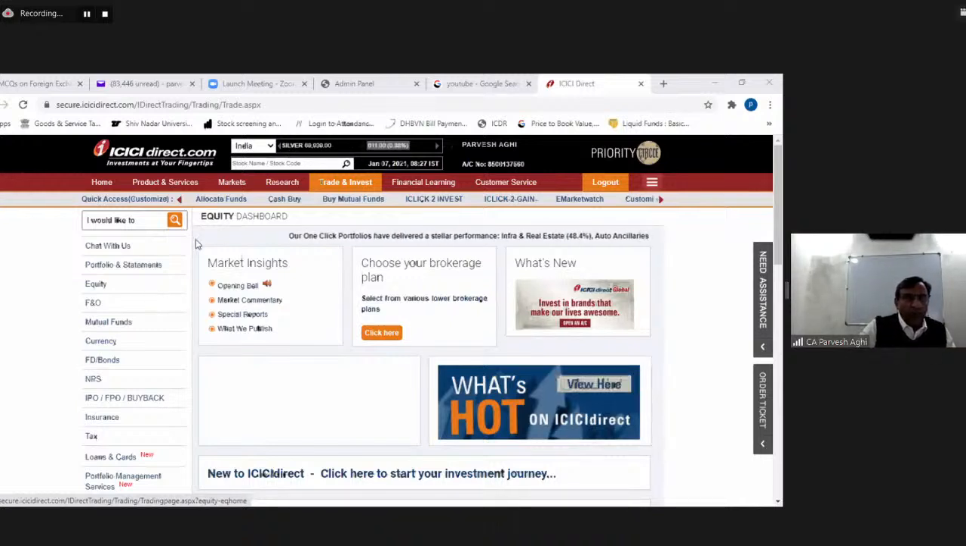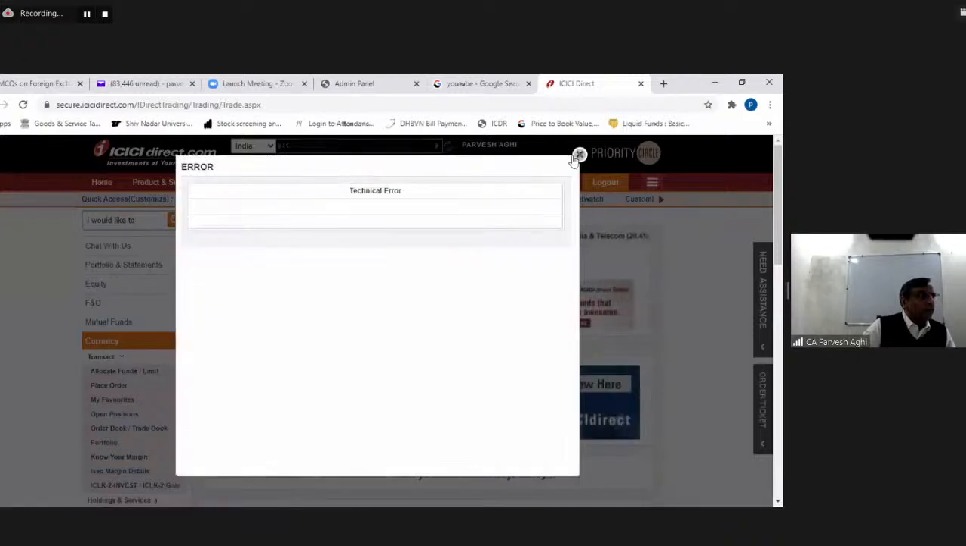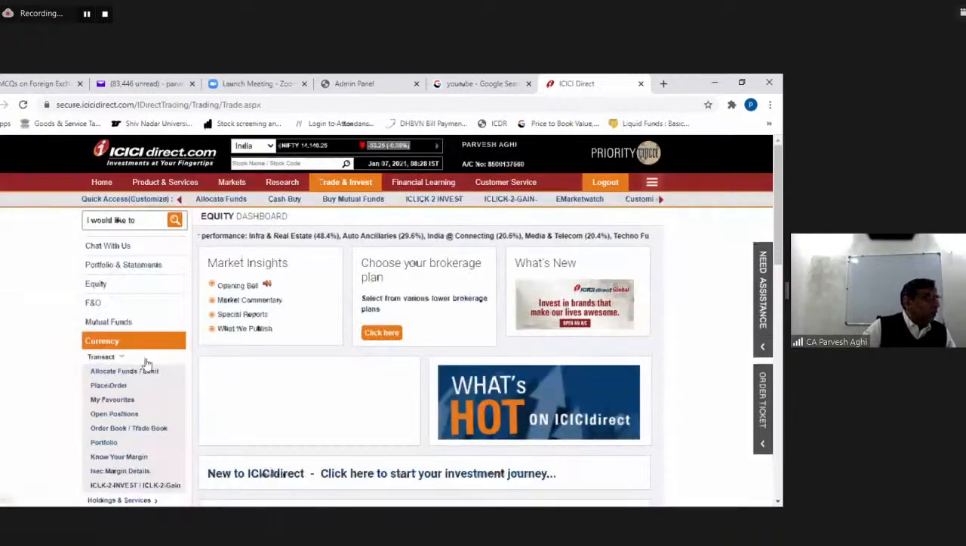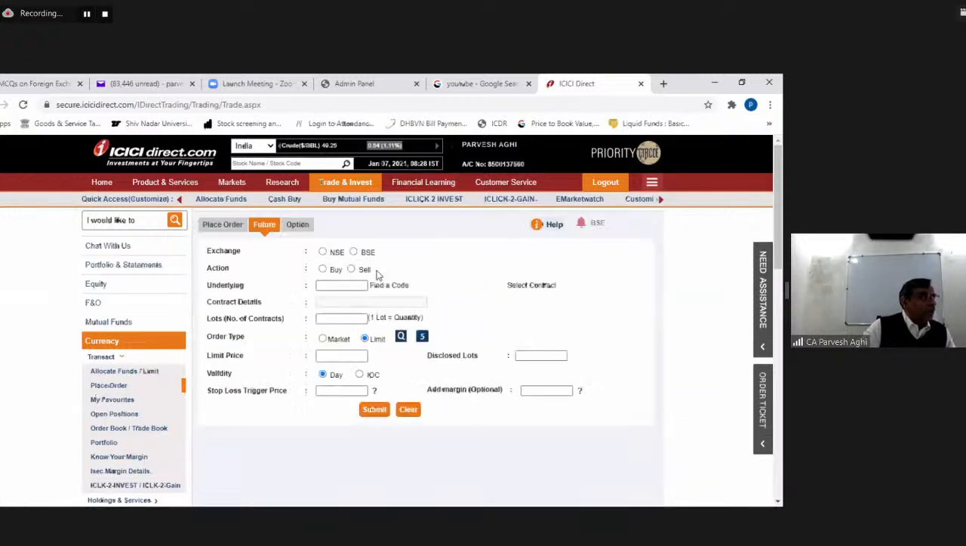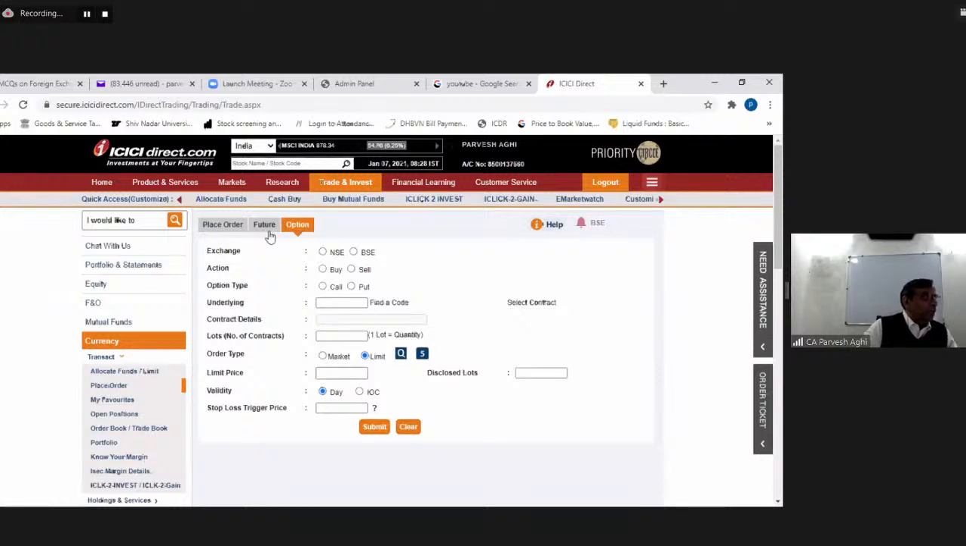So this is a trading portal and we will go to the stock exchange. I'll take you to the currency trade here. Let's close this window. I want to place an order. Now we go to the options. We have the futures and options, and we are learning options, so we go to the options. I hope the screen is visible. If it is, please confirm.